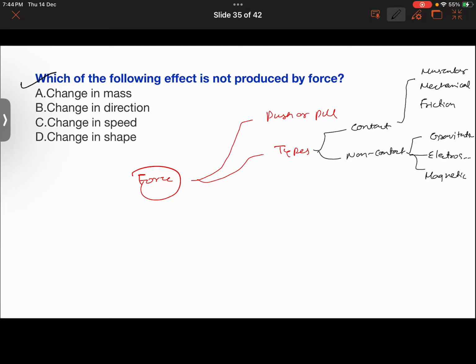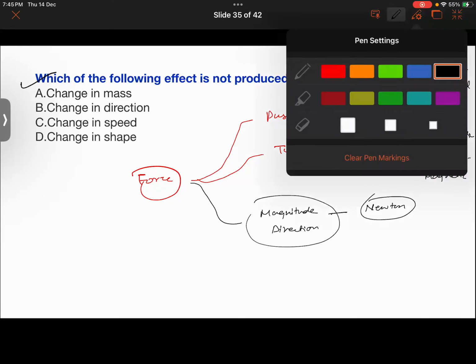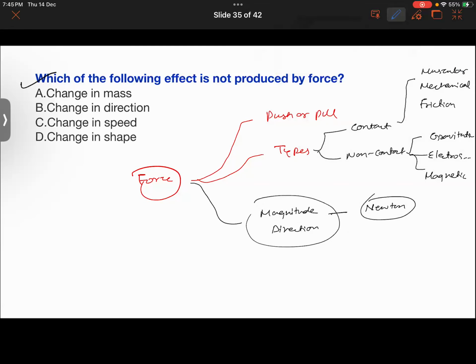Okay, and then we also talked about force's magnitude, and it has got direction as well. Magnitude is represented in terms of the SI unit, Newton. Newton was defined as the amount of force required to move a mass weighing 1 kilogram with a speed of 1 meter per second. Getting it now? Yes, sir.